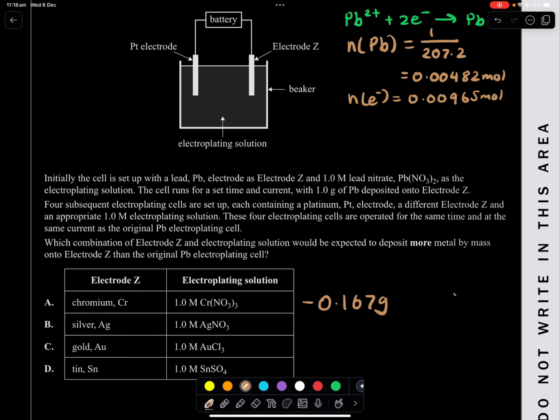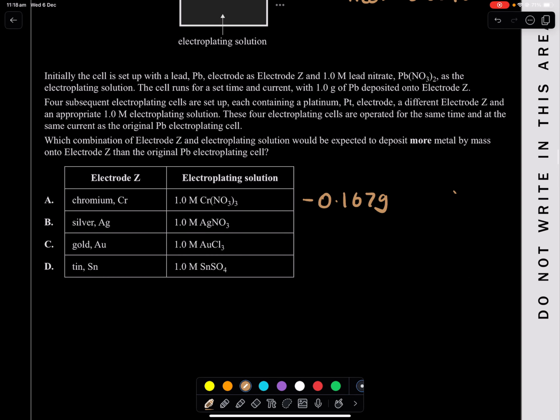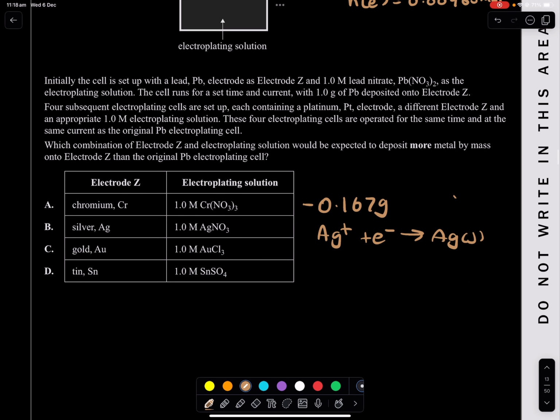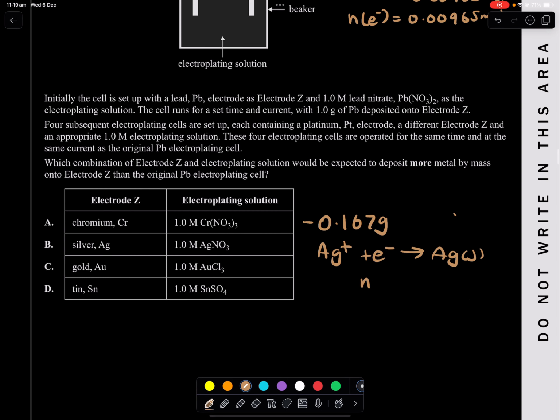We have to do the same for all of them, just the same calculations. Now it's easy, we got the first one. So the next one is written as Ag+ + e- goes to Ag solid. And remember, we're still using the same number of electrons. So it's a 1-to-1 ratio. So the mole of Ag is the same as the number of moles of electrons, which is 0.00965.